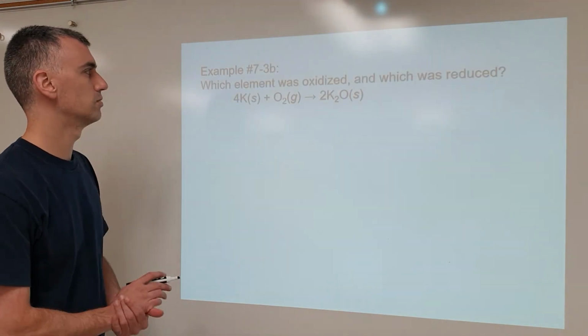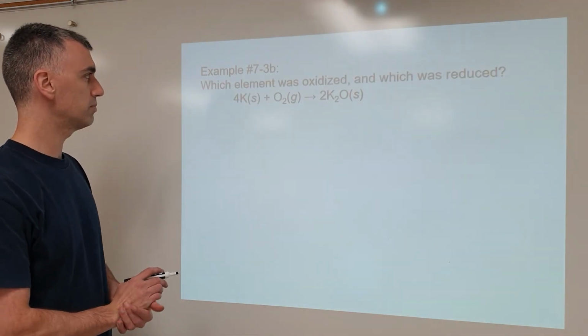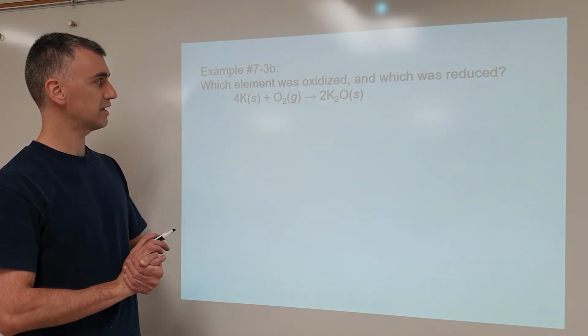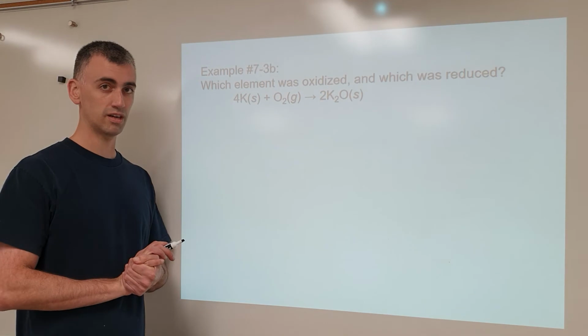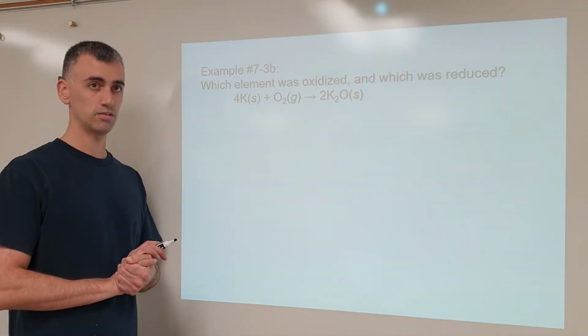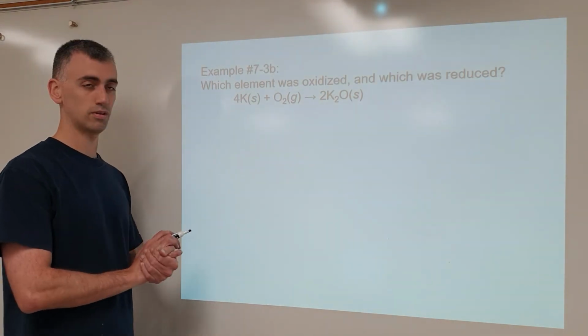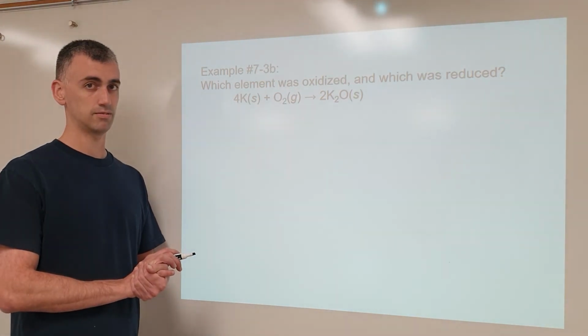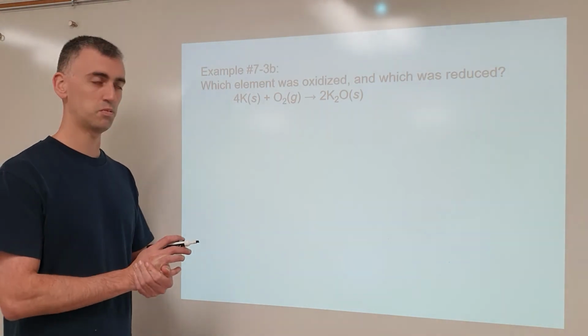All right, so let's go ahead and have people try this one. People should be able to do this one. Go ahead and have a look at it. Can you tell which one got oxidized, which one got reduced? That means figure out which one gained electrons, which one lost electrons, and then attach the appropriate label. Go ahead and try it now. All right, welcome back.